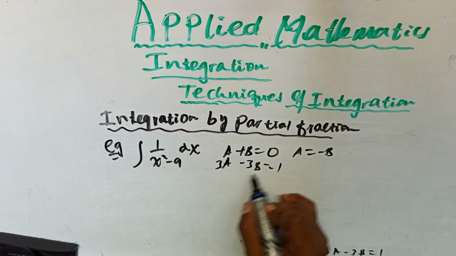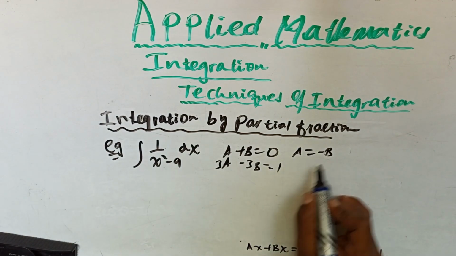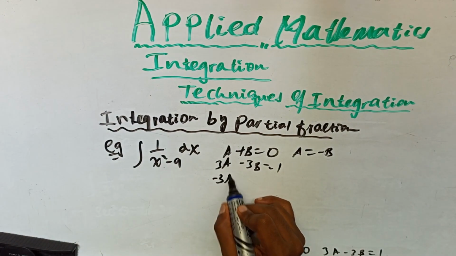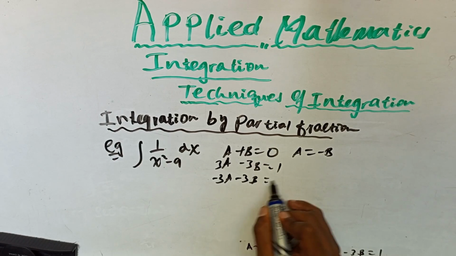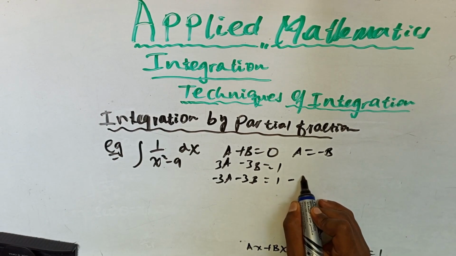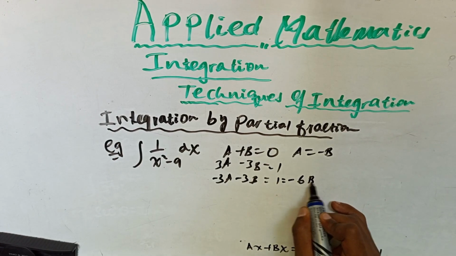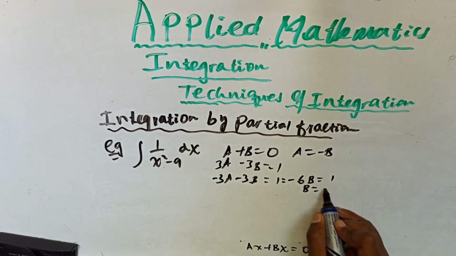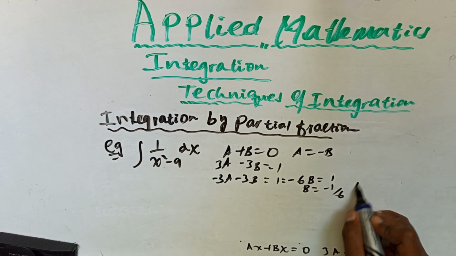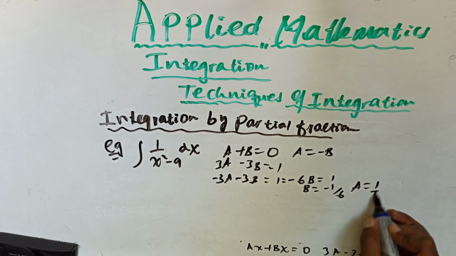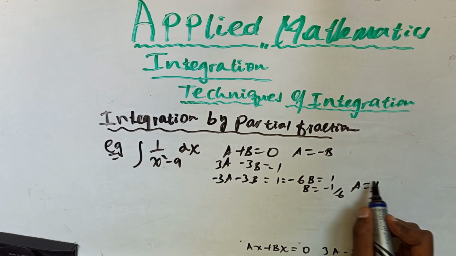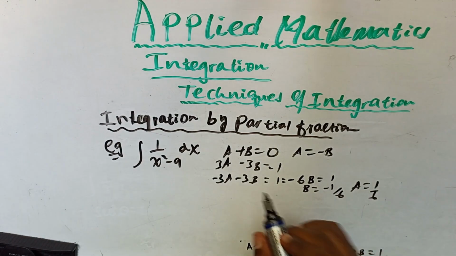So we substitute the value of A with minus B. 3 times minus B minus 3B is equal to 1. Minus 6B is equal to 1. B is equal to minus 1 over 6. What about A? A is equal to 1 over 6. So we substitute these values for A and B.